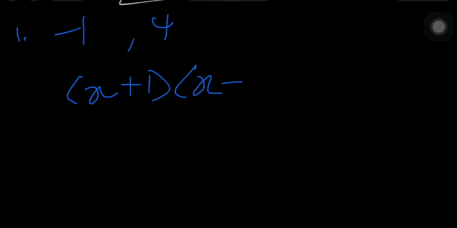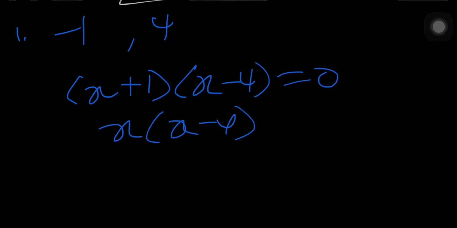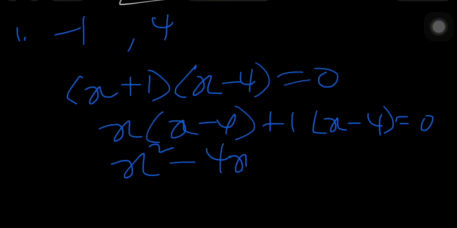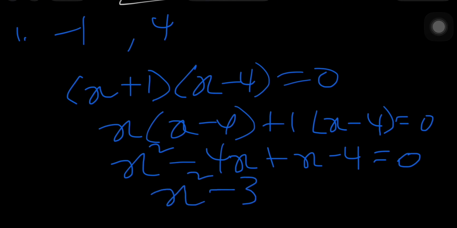Let's try more questions under this. So given the roots -1 and 4, that will be (x minus -1), which is (x plus 1), multiplying (x minus 4) equals 0. That will be x multiplying (x minus 4) plus 1 multiplying (x minus 4) equals 0. x squared minus 4x plus x minus 4 is 0. This will mean that x squared minus 3x minus 4 equals 0.